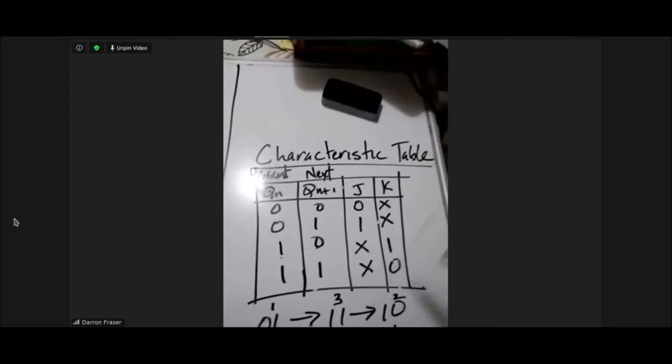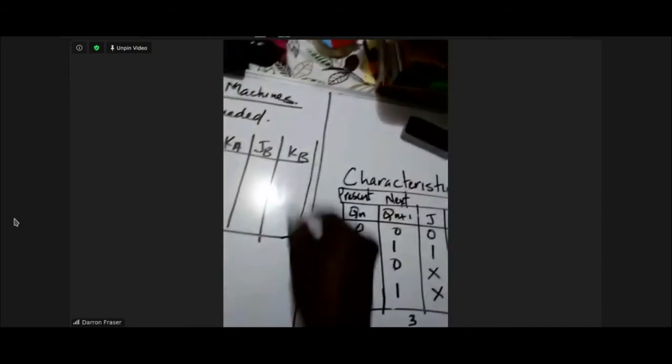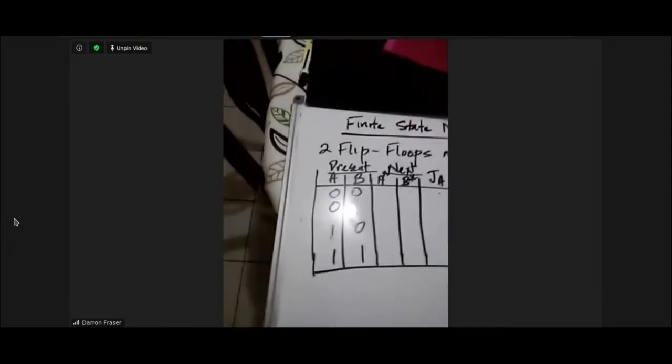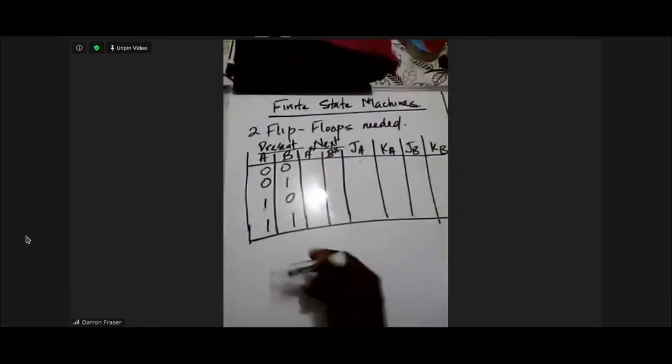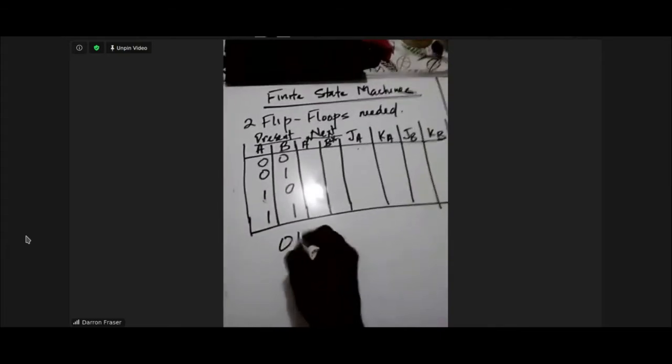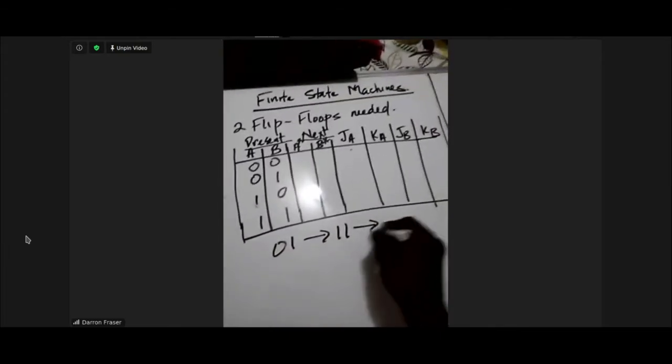to fill in what values of J and K will cause the change. All right, I'm going to start at the base of the table. And so if I'm at 1, 1, let me just write it down here: 0, 1, 1, 1, 1, 0.